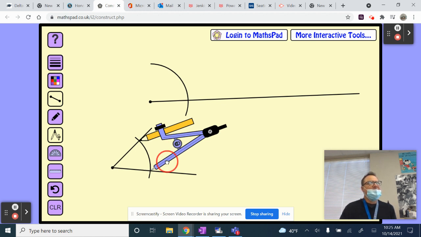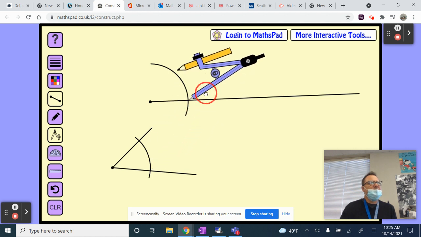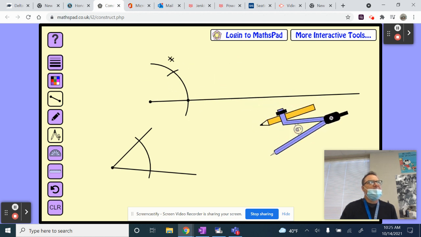And then I'm going to take that needle and come up here, and put that needle right where it crosses the arc. And then I'm just going to make a little slash right here. See that? Just make a little arc. Okay, so that I have this.